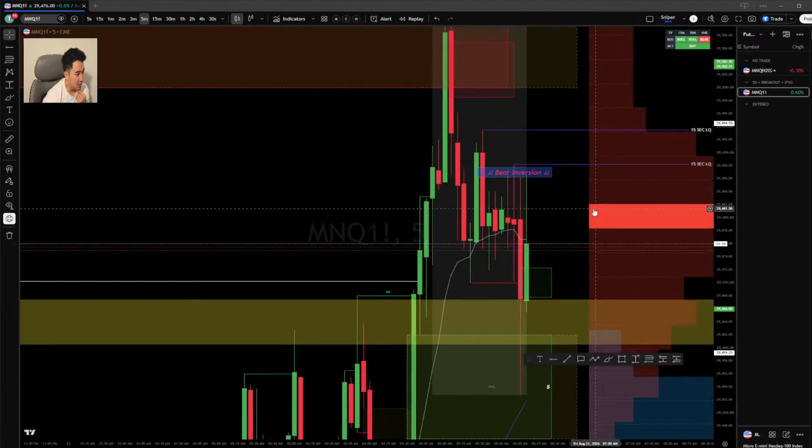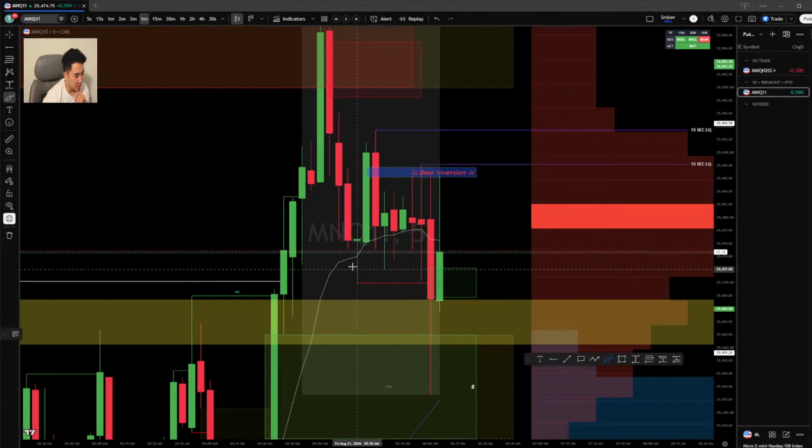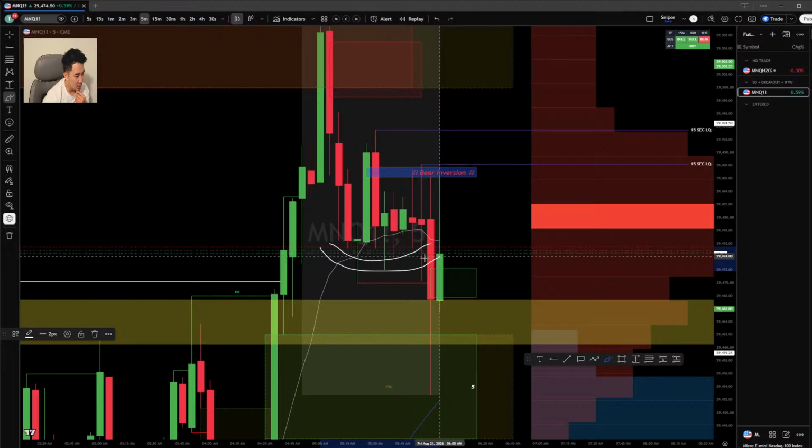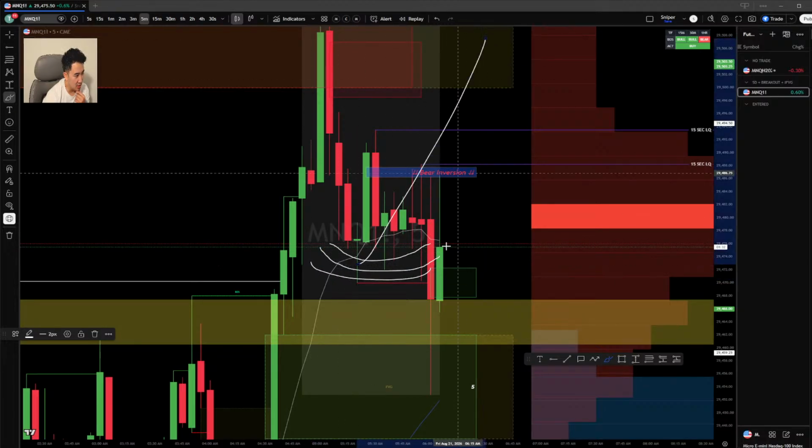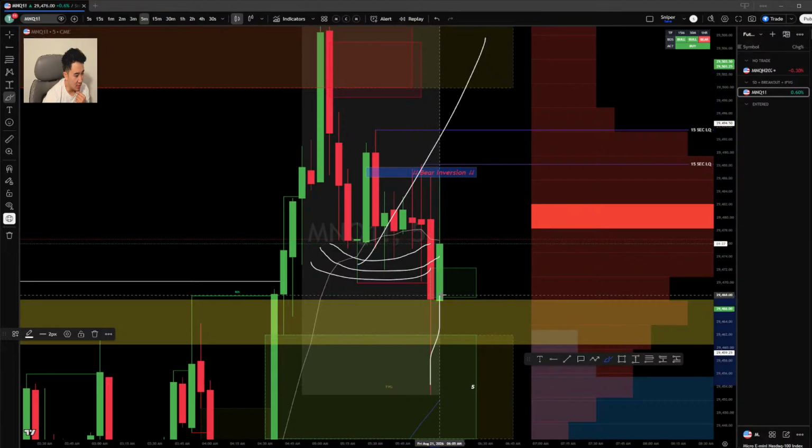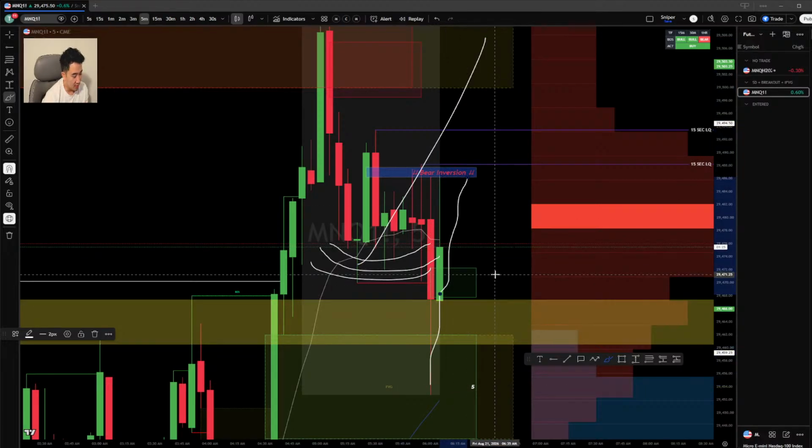Get that on the 5-minute. Lots of buyers right here. You see all the wicks on the bottom. Lots of buyers here to look for long. This red candle came down strong, stopped them out, then came back up and reversed up.